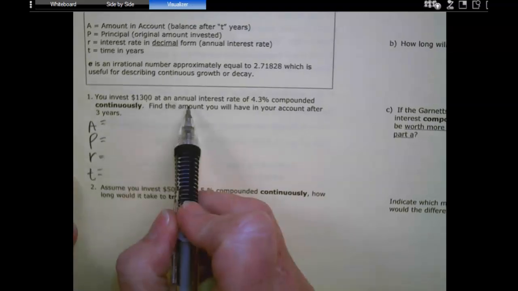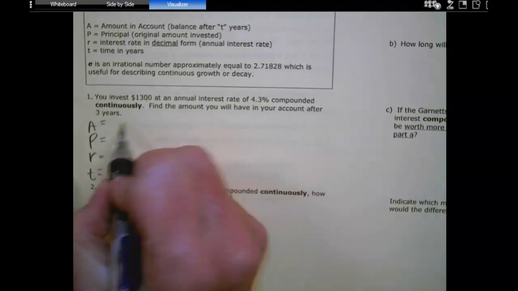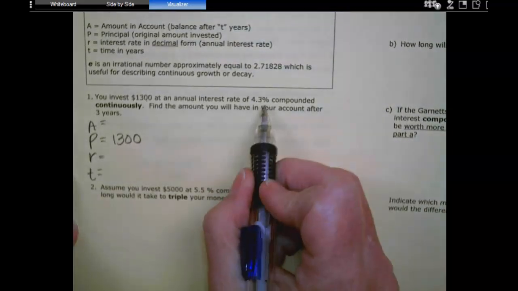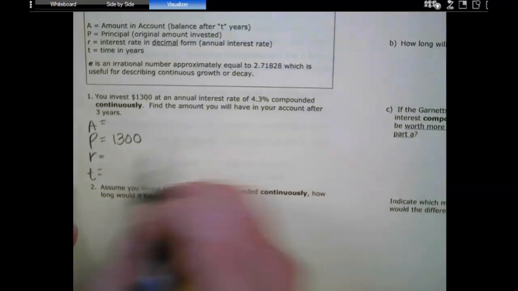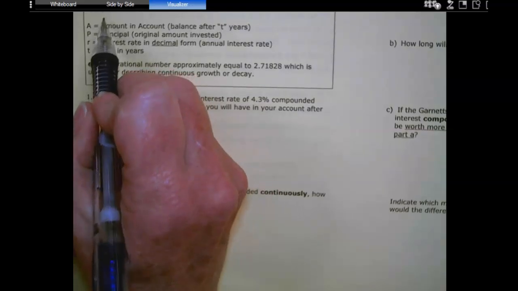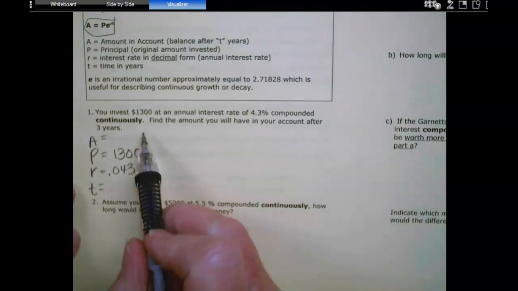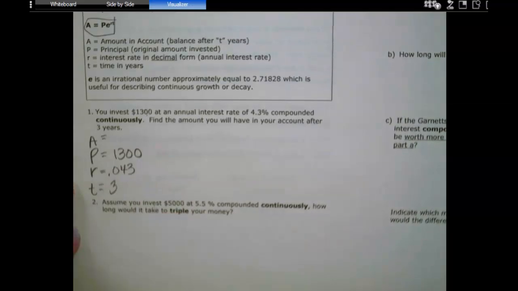You invest $1,300. Is that A or P? P. Initial or final? Initial is P. So that's $1,300. At an annual interest rate of 4.3%. Do I use the 4.3? No. What do we use? 0.043. And it's compounded continuously, which means we're going to use this formula, right? This one right here. All right. It says find the amount you have in your account after 3 years. So the T is 3 years.